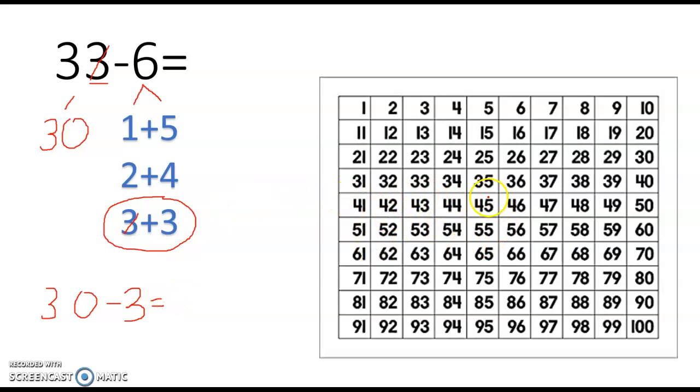So looking over here at my hundreds chart, what I just did was I started with my 33, and I took away 1, 2, 3, and I made a 10. Now I've got to take away 3 more. 1, 2, 3. So my answer is 27. So again, what I did was I broke apart 6 into smaller numbers to make it easier to subtract mentally.